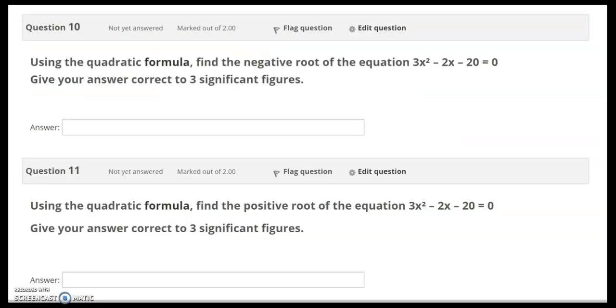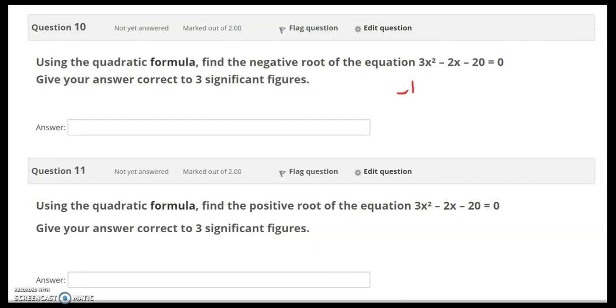In questions number 10 and 11, we've got to use the quadratic formula to find the negative and positive roots of the equation 3x squared minus 2x minus 20 equals 0, and we've got to give the answer correct to 3 significant figures. So the first thing to do is to write the quadratic formula, which is minus b plus minus square root of b squared minus 4ac all over 2a. The next step would be to identify which is a, b and c.